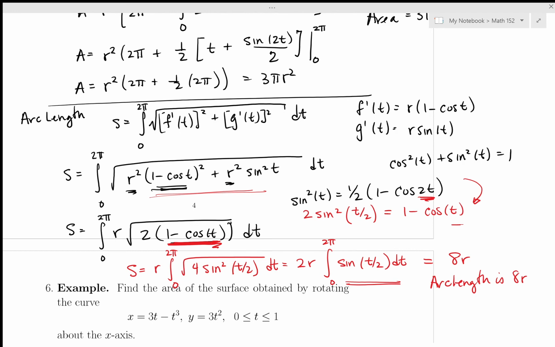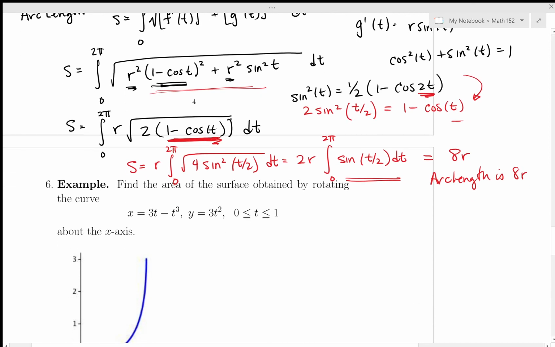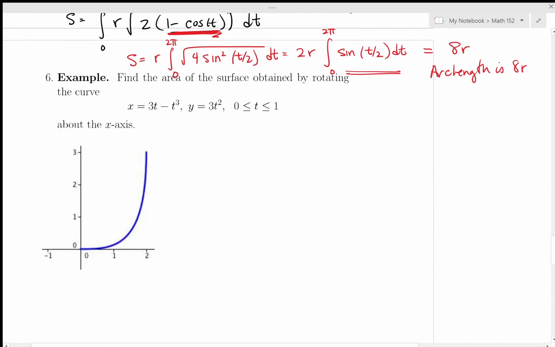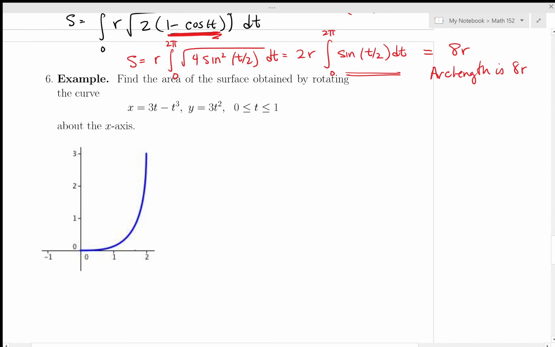Okay, now we're going to try to find the area of the surface obtained by rotating the curve about the x-axis. So we're going to go across here. We're going to get some sort of a curve. Oh, let me change to blue. We're going to get some sort of a solid. It's going to look like this, and it's going to have these circular cross sections here, like that. So that's what our solid is going to look like.